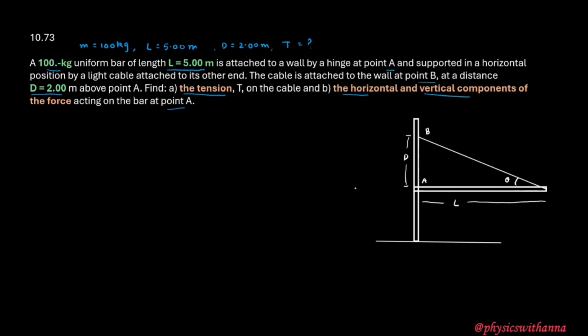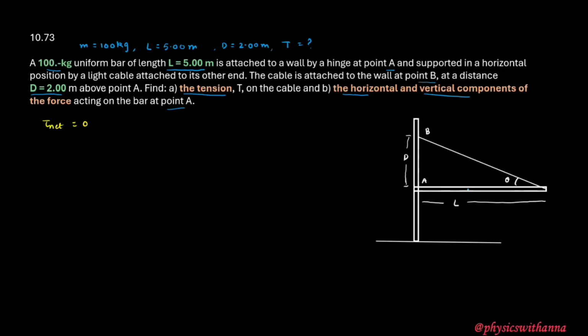Now, since the bar is not moving, it is in a state of static equilibrium. And to be in static equilibrium, the net forces acting on the bar must be equal to 0, as well as the net torque must be 0. So I'm going to write for the bar net torque equals 0. Now, before we discuss this further, let us first understand all the forces producing torque on the bar.